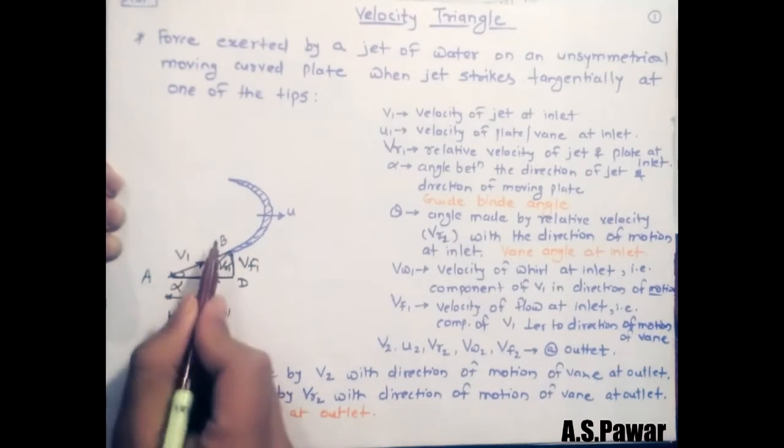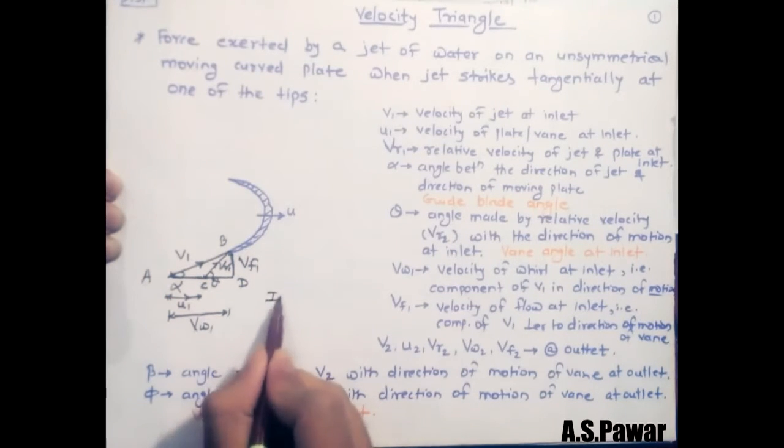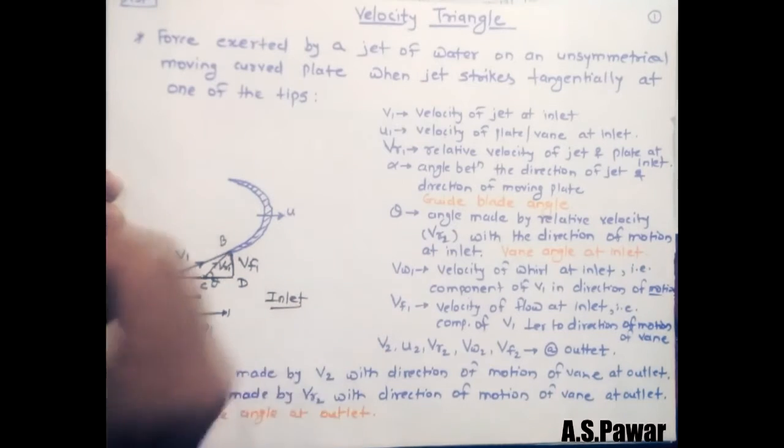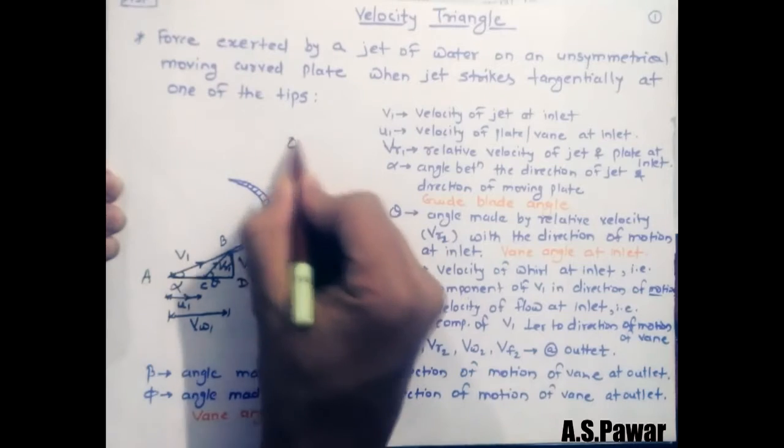So this triangle ABD represents the velocity triangle at the inlet. Likewise, we can find out the velocity triangle at the outlet also. We are considering this as the outlet.